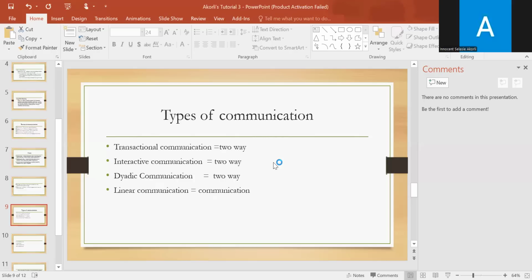Interactional communication, to interact with somebody. You talk, I talk, we exchange ideas. It's a two-way. Then dyadic communication. Dyadic, probably could mean two, I don't know. Dyadic communication. It's also a two-way communication where people exchange ideas. Now, but the most important thing I want to talk about here is linear communication. Linear, line, one, linear, coming from one direction.